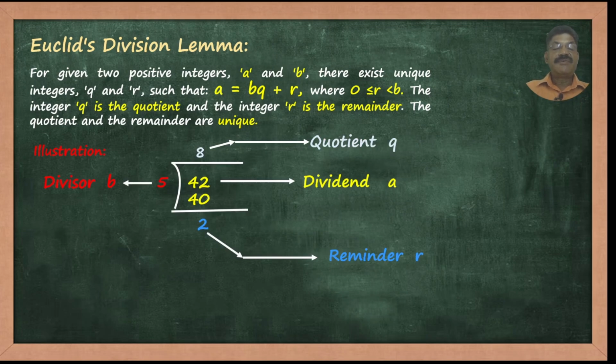I have taken two integers, 42 and 5. So I have to find q and r. When 42 is divided by 5, I get 8 times 5 is equal to 40. When 40 is subtracted from 42, I get 2 as the remainder. So what is the quotient here? 8 is the quotient. What is the divisor? 5 is the divisor. What is the remainder? 2 is the remainder. Therefore, I can write 42 uniquely as 5 into 8 plus 2. This way, you can find q and r for any two given positive integers.